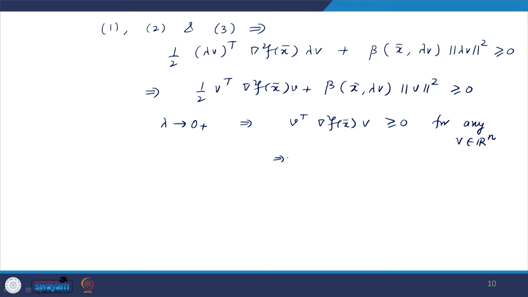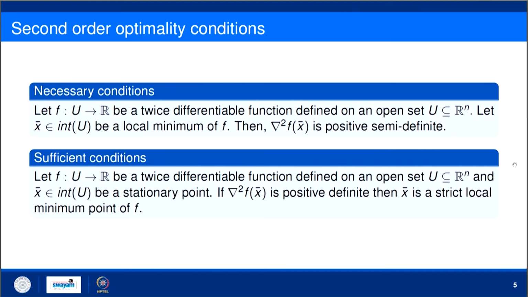So, this implies gradient square f x bar is positive semi definite. Okay. So, in this way we have derived the second order necessary condition also. So, there are two conditions basically. If x bar is a point of local minimum, then the first condition is gradient of f at x bar equal to 0, and the second condition is Hessian matrix of f at x bar is positive semi definite. So, both are necessary conditions, but not sufficient.